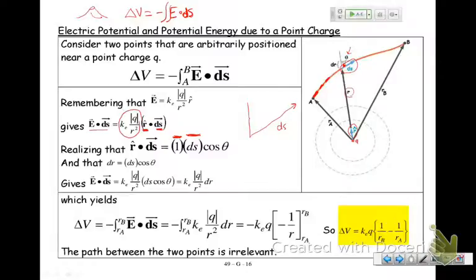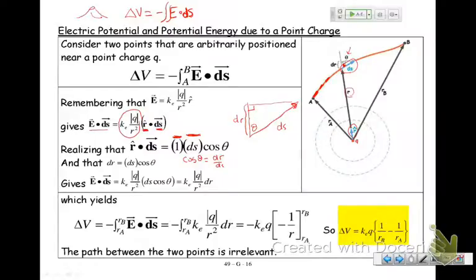ds, theta, dr. So that's that little triangle. Now looking at that triangle, this is the right triangle, and I know that ds is the hypotenuse, and dr is the adjacent. So cosine theta is equal to dr over ds. Agreed?